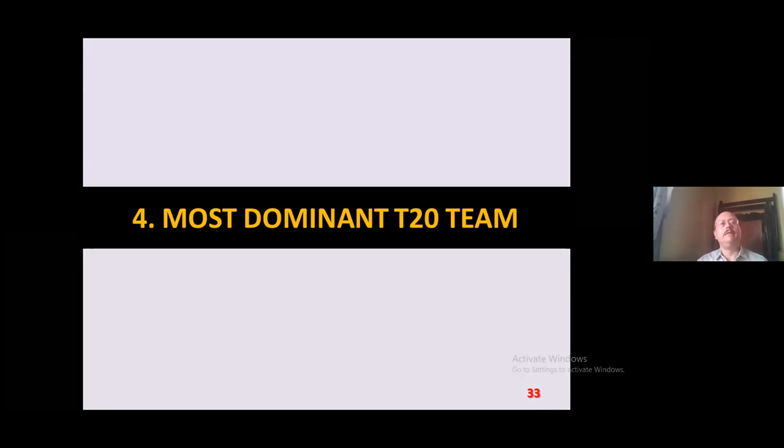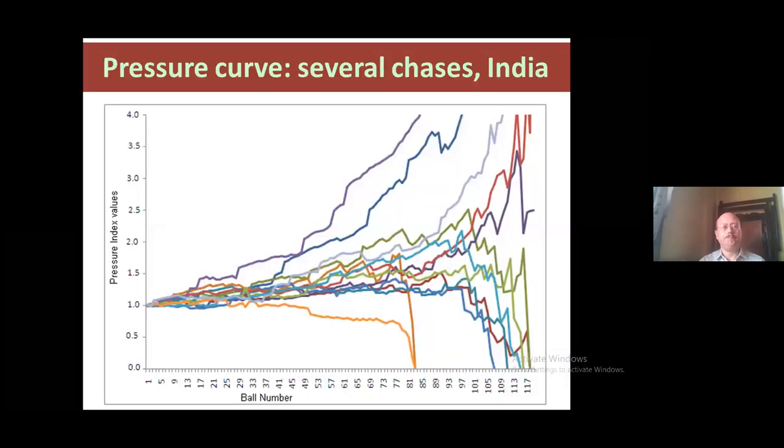Is there any way of defining a dominant T20 team based on historical performance data? A dominant team. For that, I will need the performance data from a large number of matches, pressure curve based on several chases. Bigger data, the better my analysis.